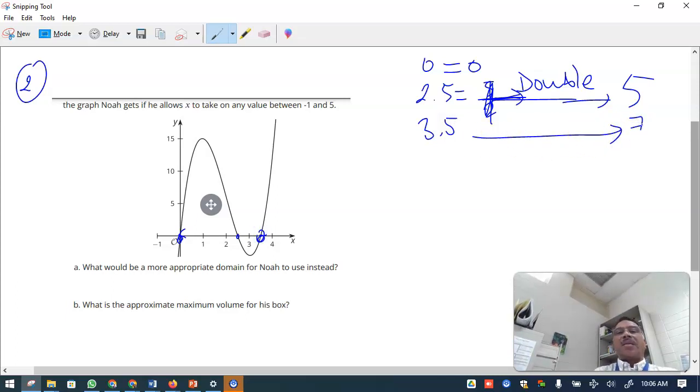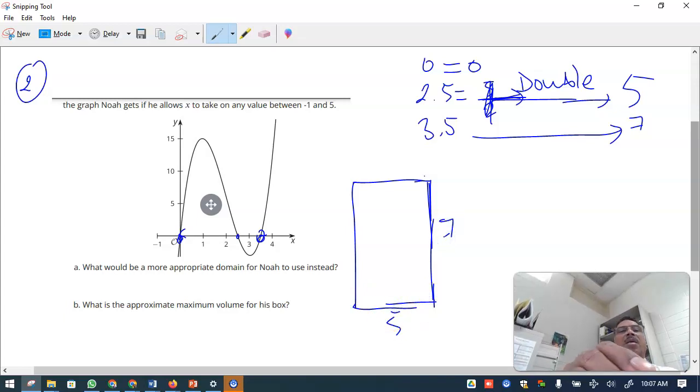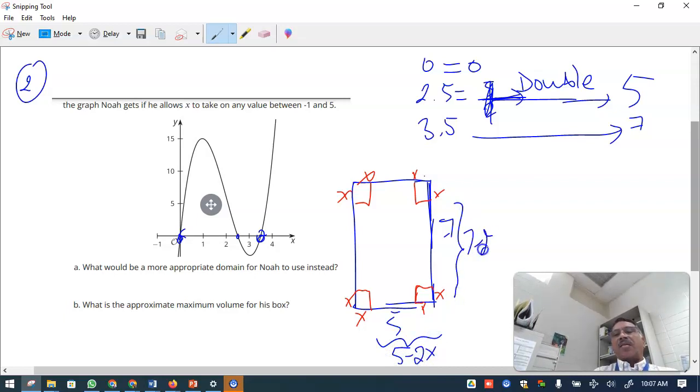So basically, there is a paper which is 5 by 7, and you cut off a square of length x. So this is x, x, x, x, right? Each corner you are taking x, and you create a box. So this will be 5 minus 2x, and this will be 7 minus 2x, and the box will look something like this.